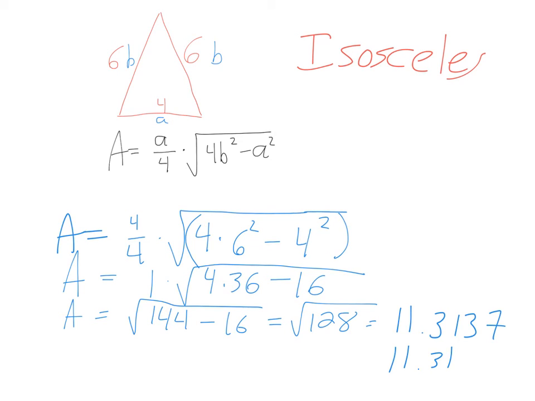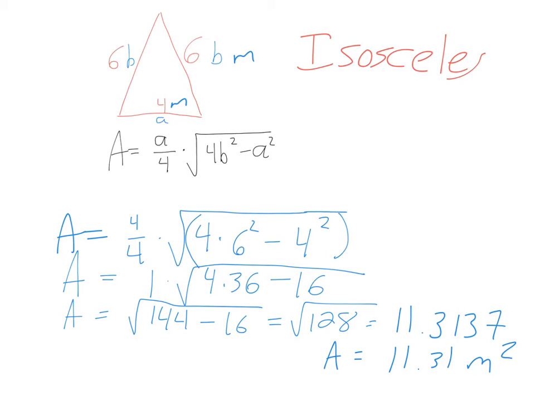And what are my units? Oh, I didn't have units. Let's say my units are meters. So this would be meters squared since it's area. So the area equals 11.31 square meters. So those are 3 examples of using the formula.